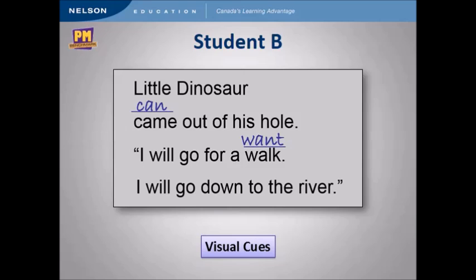But this student's reading is very different than student A. This student is not really reading for meaning. So if you say, I will go for a want, that doesn't really make sense. So when you look at these two students, you realize that they really need very different instruction. Student A, reading for meaning. Student B, struggling with meaning and also to some degree structure.